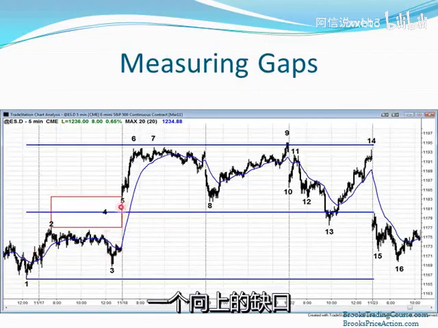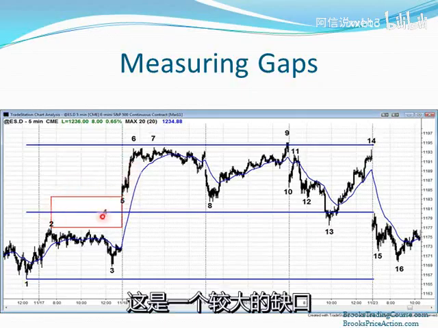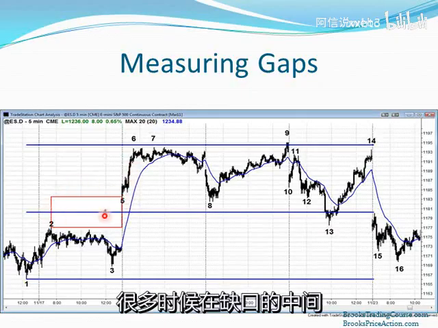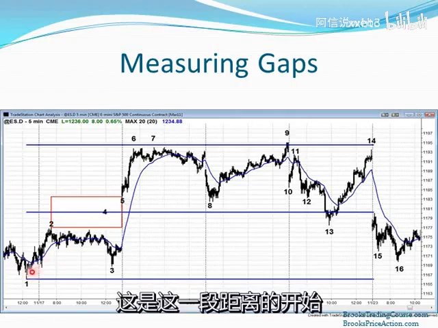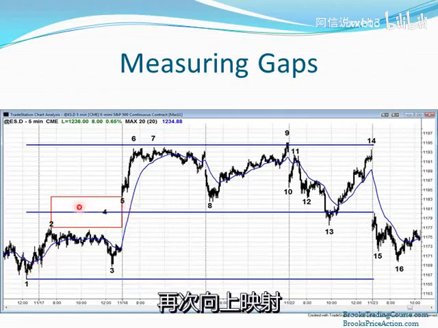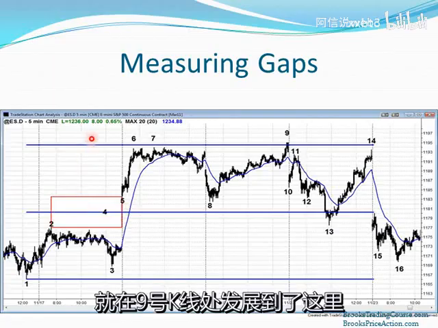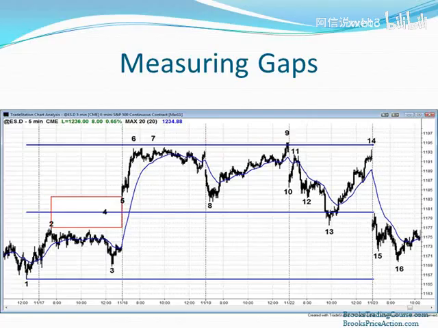Here we have a trading range and a gap up, so we have a large gap, and a lot of times the middle of a gap leads to a measured move. So here's the start of the move, here's the middle of the gap, and if you project up for the measured move, we eventually got there at bar number 9.